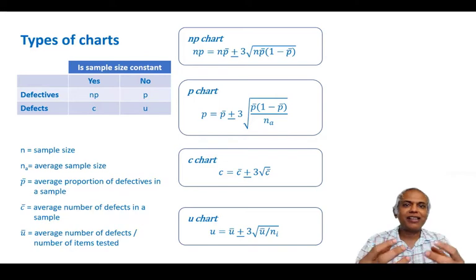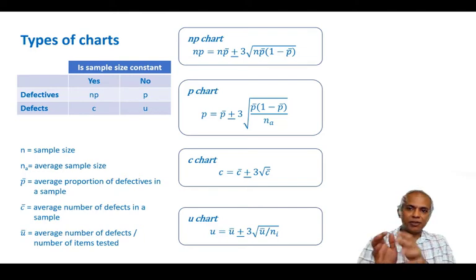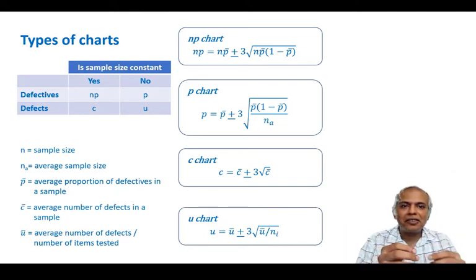Or when I submit an essay to Grammarly, where I'm checking, the Grammarly package tells me that the essay has 20 grammar mistakes. So you have 20 defects. The essay is not defective, but the essay has 20 defects. That's the difference between defects and defective. That's the first criteria. And the second criteria is whether the sample size is constant or keeps changing.